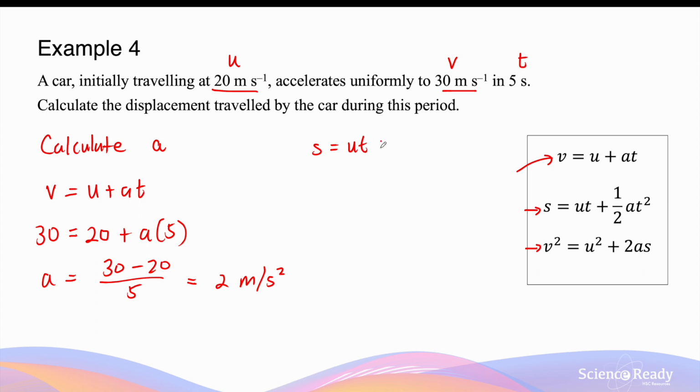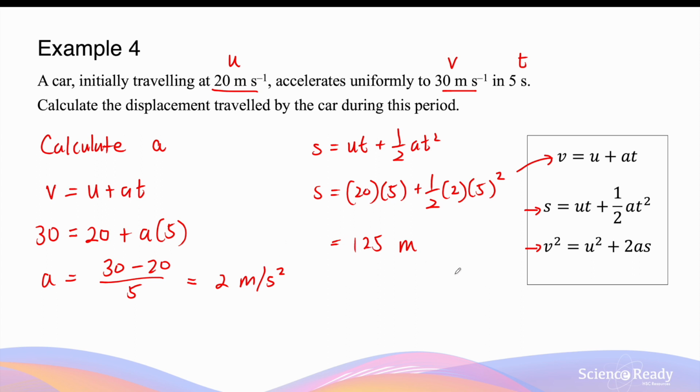s equals ut plus half at squared. The initial velocity is 20, the time is 5 seconds, plus half times a, which is 2 meters per second squared, times 5 seconds squared. The displacement is 125 meters. Now, because acceleration and displacement are both vectors, we should try to describe the direction as precisely as we can. In this question, they haven't given us any descriptions of the direction, so all we can do is to say that both the acceleration and the displacement are in the positive direction.